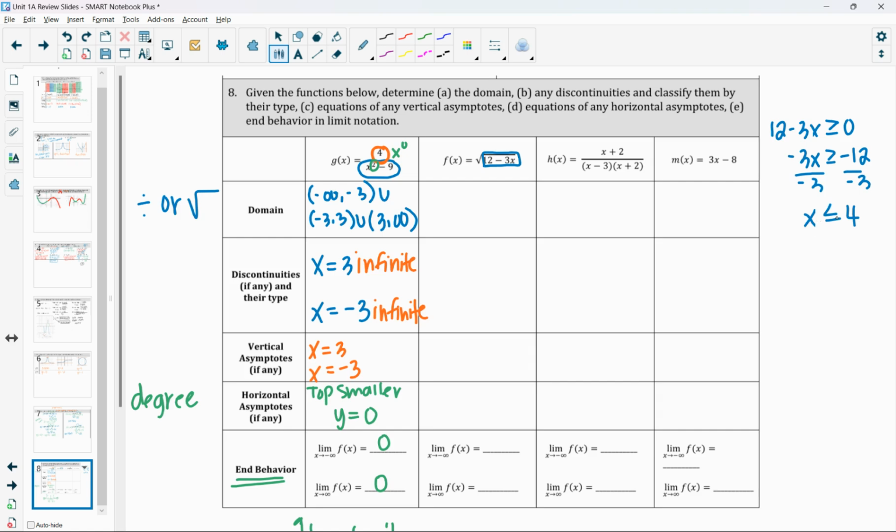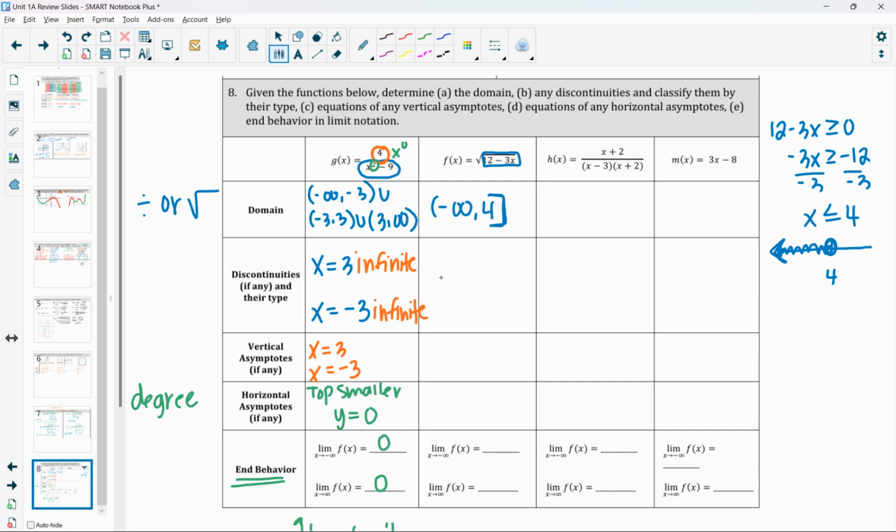So we want x's that are less than or equal to 4. So here's 4. We want any number less than or equal to 4. So that means that our domain is -infinity up until 4, and it can include 4, so that's a hard bracket.